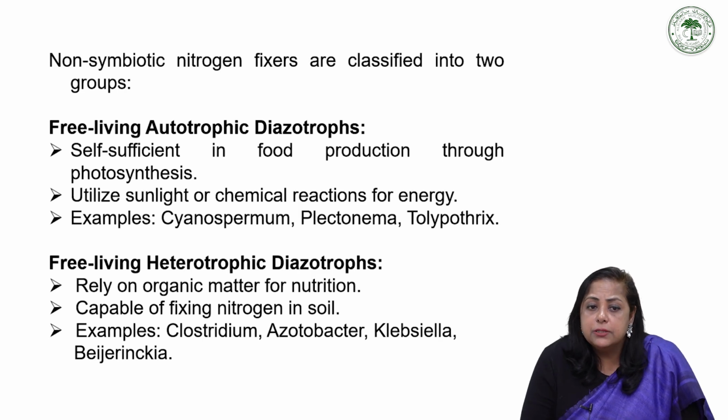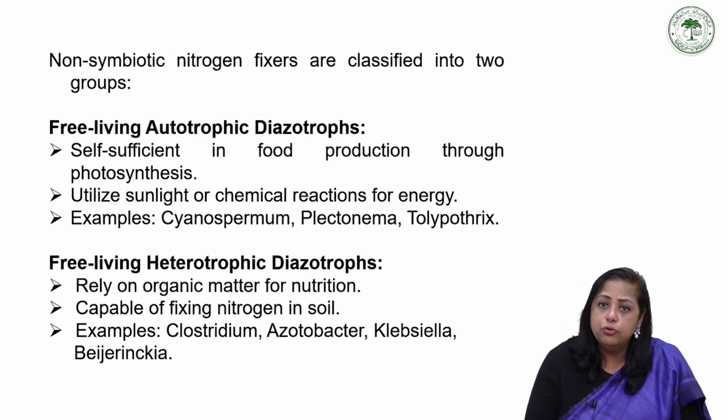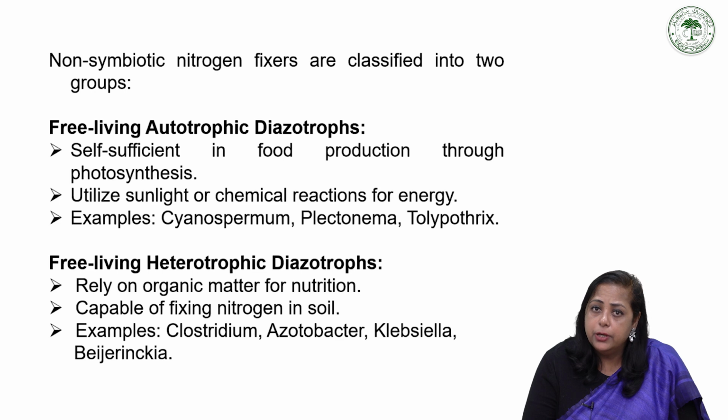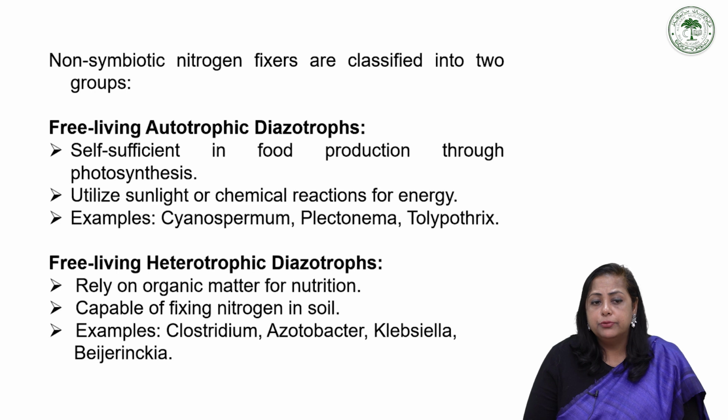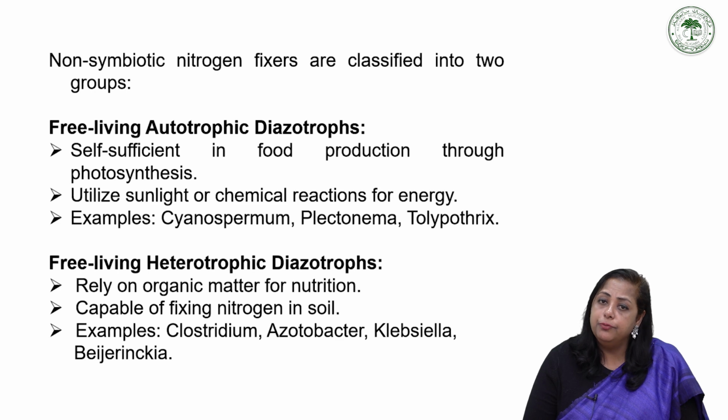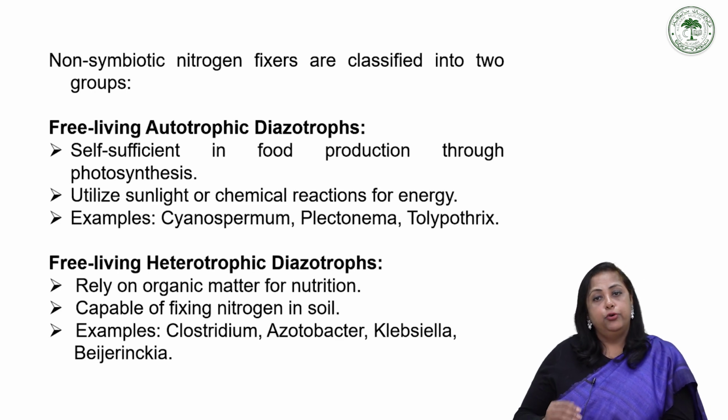Non-symbiotic nitrogen fixers are classified into two groups: free living autotrophic diazotrophs and free living heterotrophic diazotrophs. Autotrophic means those who can make their own food; heterotrophic means those who cannot. So free living autotrophic diazotrophs are self sufficient in food production. Autotroph means self sufficient in food production through photosynthesis.